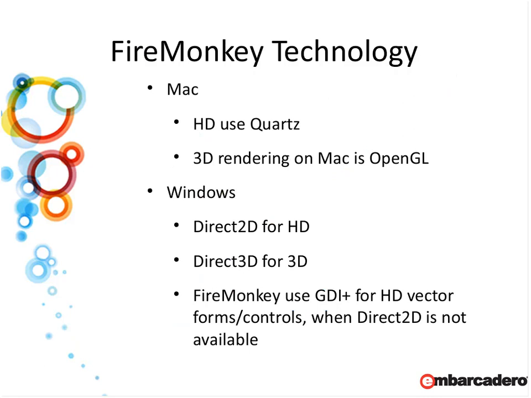So FireMonkey Technology, we touched on this briefly, but if we're talking about how these graphics are rendered and what they are using in regards to leveraging the speed of the GPU and CPU. To render graphics and user interfaces on the Mac, if we're rendering HD graphics, we're using Quartz, and for rendering 3D graphics on Mac, we're using OpenGL. Now on Windows, we're using Direct2D for HD graphic rendering, and for rendering 3D graphics, we're using Direct3D. In the case when Direct2D is not available, FireMonkey uses GDI Plus for HD vector forms and controls rendering.